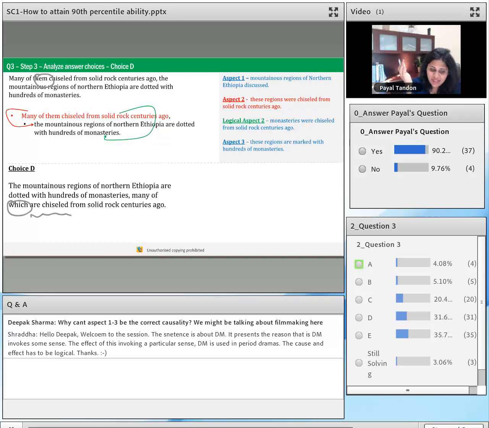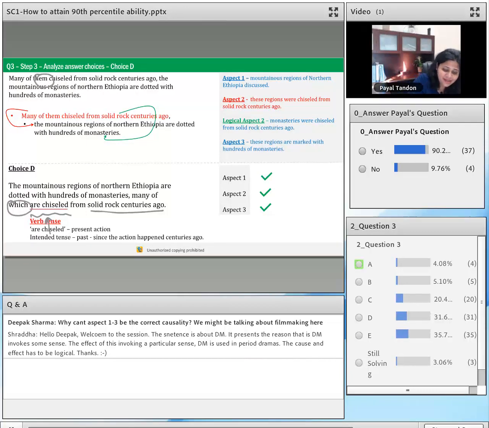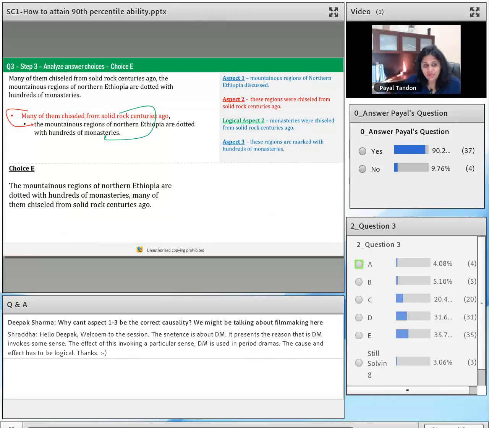Does it make sense to say that an action that happened centuries ago is correct to express using are chiseled, a present tense? No, it's not. And that is the reason why choice D is incorrect. All the aspects are fine, but the verb tense is incorrect. The intended tense is past tense to show something that happened centuries ago. And that is why choice D is incorrect. Which again, 31 of you selected. So between choices D and E, there was almost a tie here.